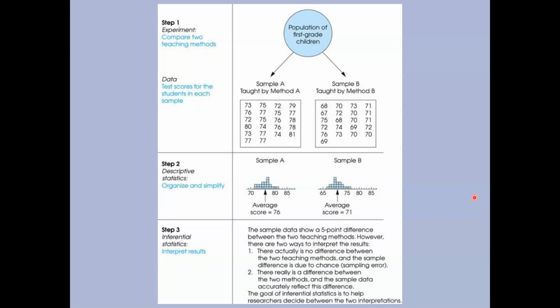However, there are two different ways to interpret this. There is actually no significant difference between the two teaching methods, and the 5-point difference you observe may be meaningless. The difference in itself is insignificant because the spread of the data, the actual score ranges, are not that different from each other. That's one conclusion. The second conclusion is that the 5-point difference may be meaningfully different, good enough to be significant.